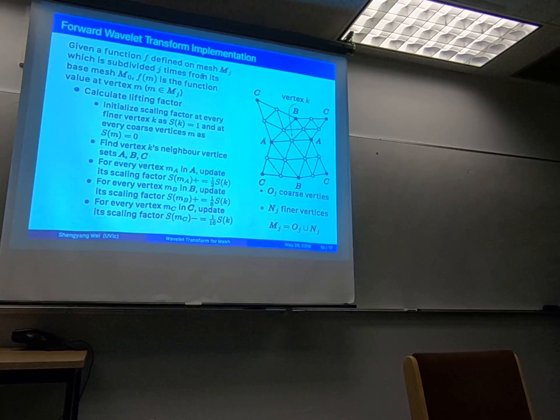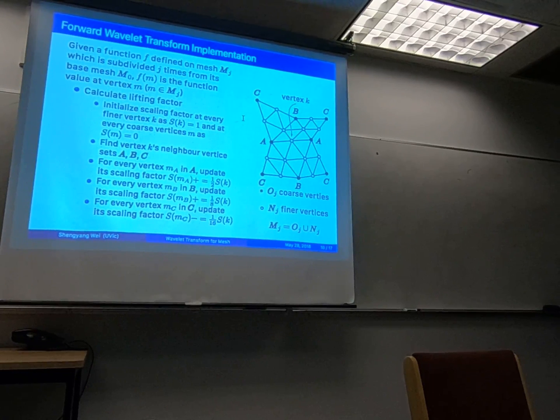So given a function depending on a mesh that is subdivided from some coarse mesh, we know which vertices are coarse vertices and which vertices are finer vertices. Here's an example on the website. The white vertices are the finer vertices, and the black vertices are the coarse vertices. The first thing is to calculate the lifting factor.